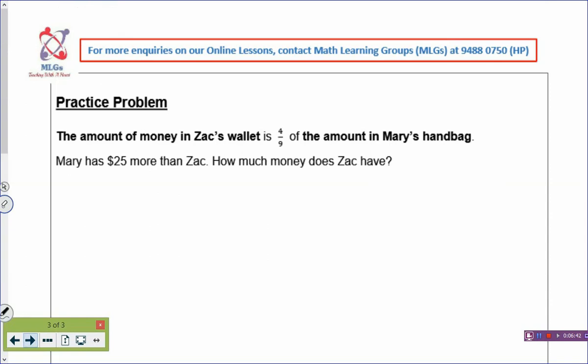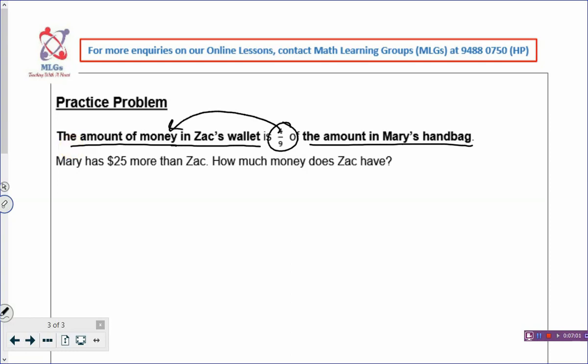Alright, so have you worked out the answer? So let's read the question. Now the amount of money in Zach's wallet is 4/9 of the amount in Mary's handbag. So this fraction refers to 2 different things or 2 different types of things. Then the numerator will always refer to the first type or the first person, and the denominator will refer to the second person or the second group or the second set. Alright, and then Mary has $25 more than Zach. So how much money does Zach have?